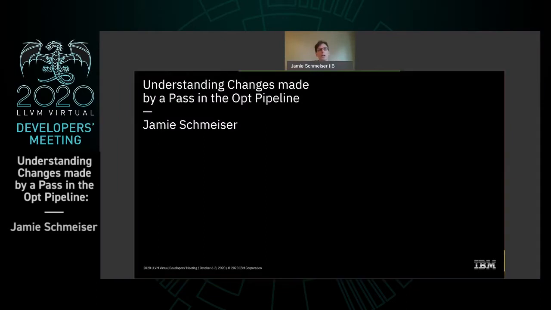This tutorial, Understanding Changes Made by a Pass in the Opt Pipeline, is being presented as part of the 2020 LLVM Virtual Developers Meeting, being held October 6th through 8th.